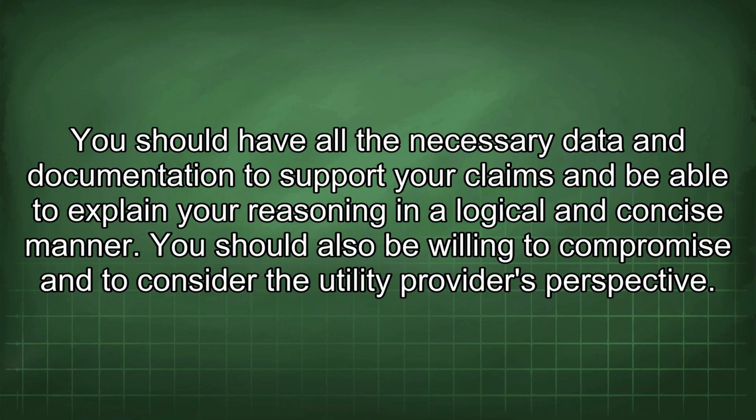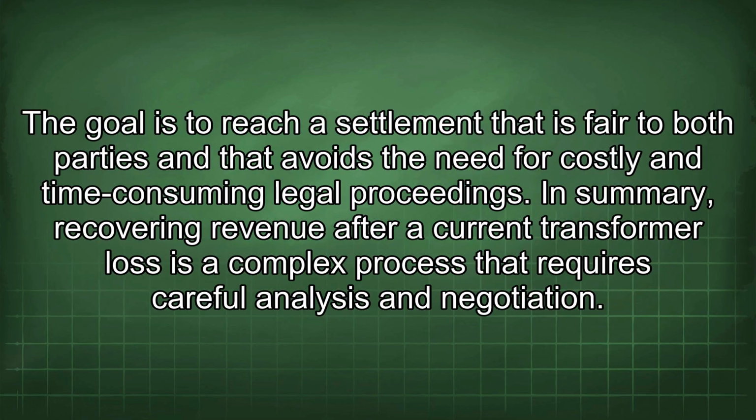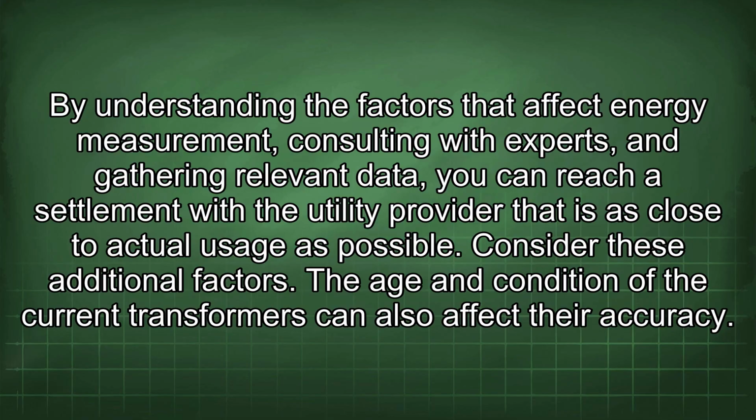You should also be willing to compromise and to consider the utility provider's perspective. The goal is to reach a settlement that is fair to both parties and that avoids the need for costly and time-consuming legal proceedings. In summary, recovering revenue after a current transformer loss is a complex process that requires careful analysis and negotiation. By understanding the factors that affect energy measurement, consulting with experts, and gathering relevant data, you can reach a settlement with the utility provider that is as close to actual usage as possible.